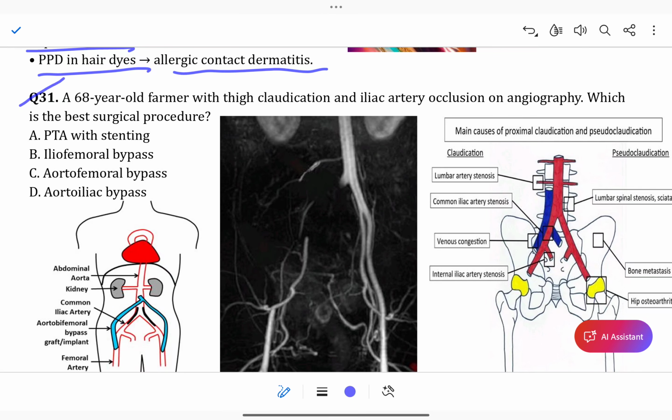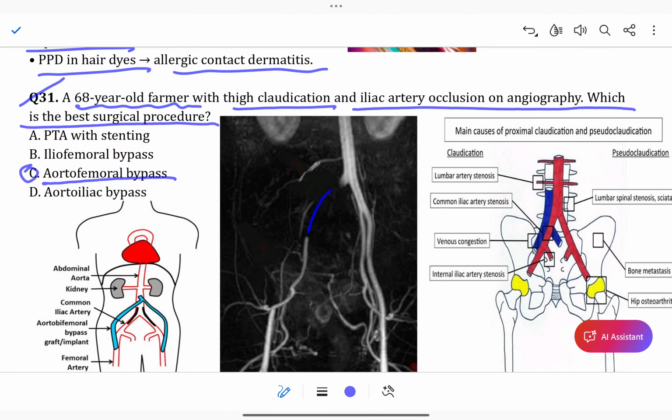Come to question 31. A 68-year-old farmer with thigh claudication and iliac artery occlusion on angiography. Which is the best surgical procedure? Aortofemoral bypass. Why? We also say Leriche syndrome. The gold standard for Leriche syndrome is aortofemoral bypass with a Dacron graft.